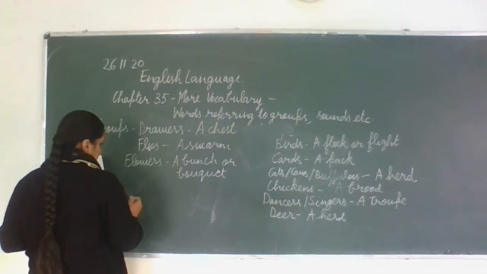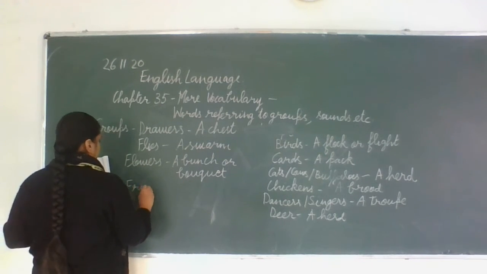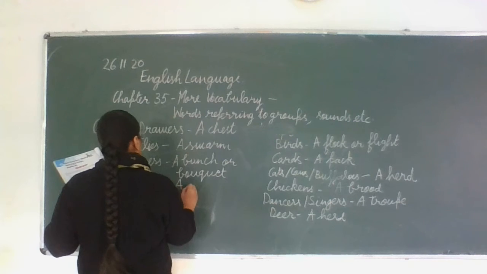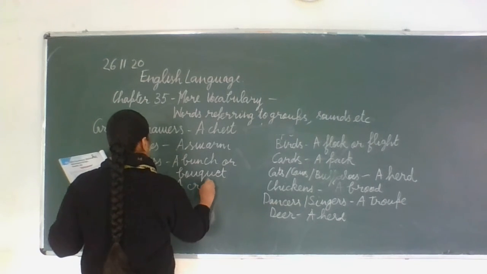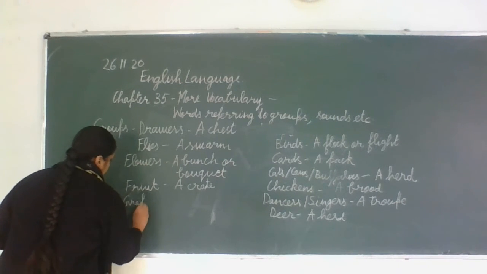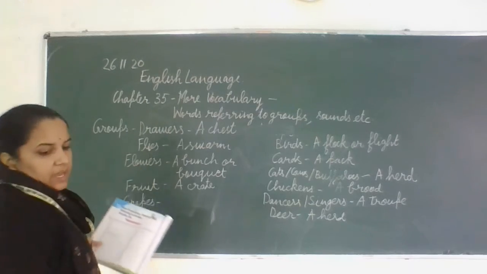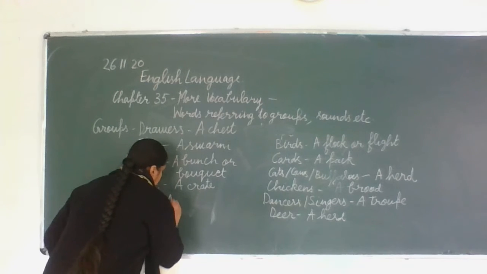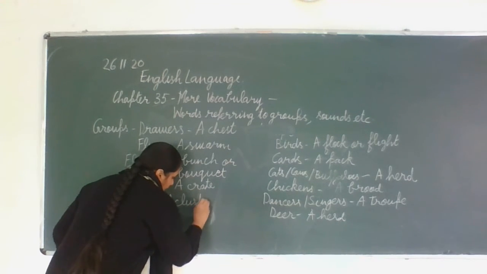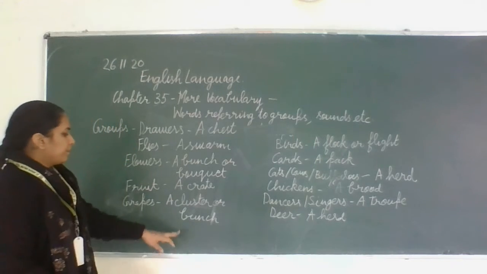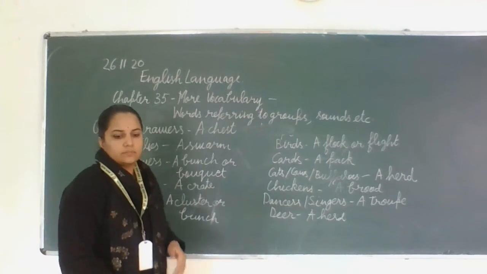Then fruit. The group of fruits is known as grapes. We have discussed this. A cluster or bunch. Commonly we use bunch for the grapes.